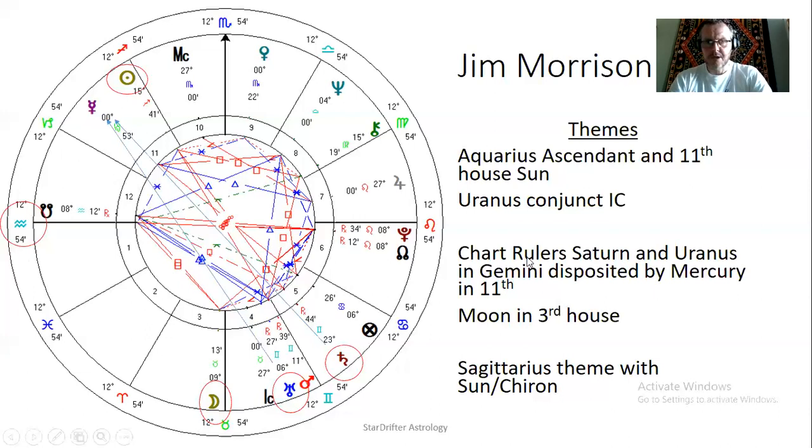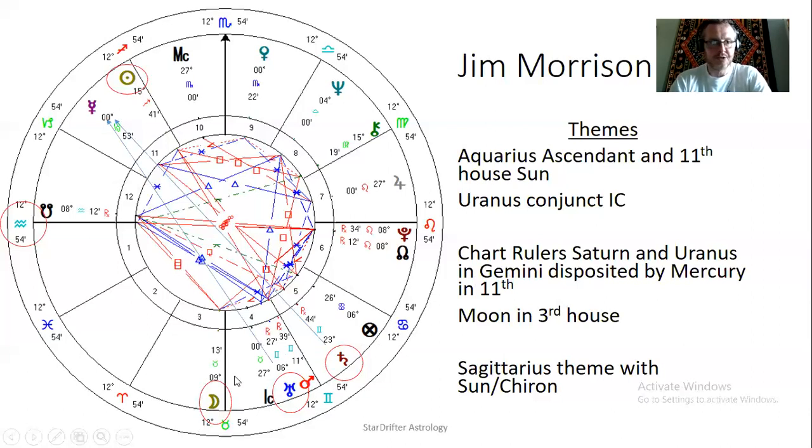Okay, chart rulers Saturn and Uranus are both in Gemini. Aquarius has two rulers: Saturn, the earthly ruler, and Uranus, the transpersonal ruler. The rulers are disposited by Mercury, who is the ruler of the sign of Gemini. So there's a Gemini theme as well. Three planets here in the sign of Gemini. Mars is here as well. And the Mercury ruler of that sign is in the 11th house as well, backing up that Aquarius theme.